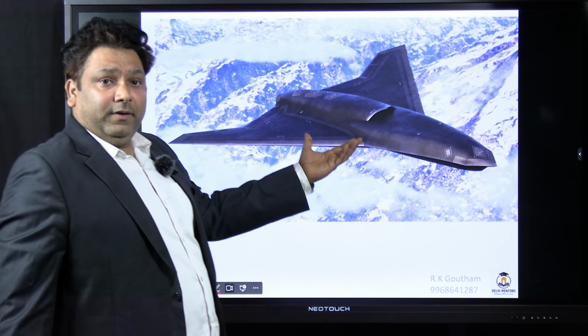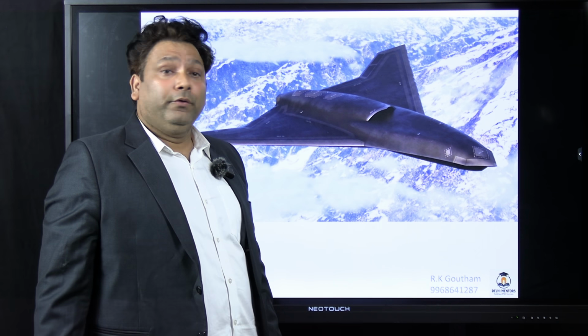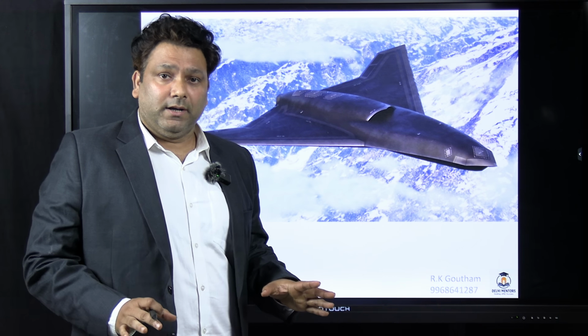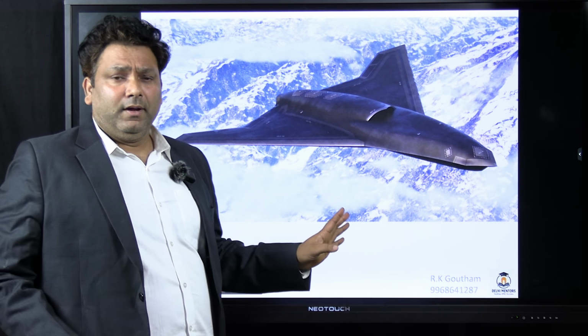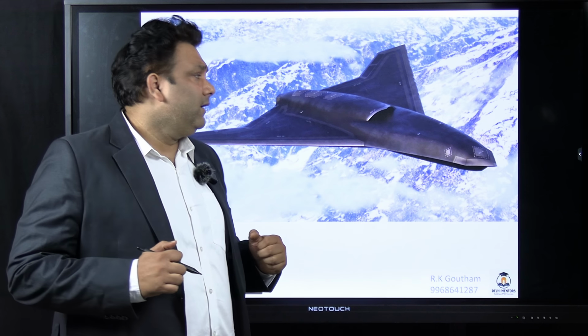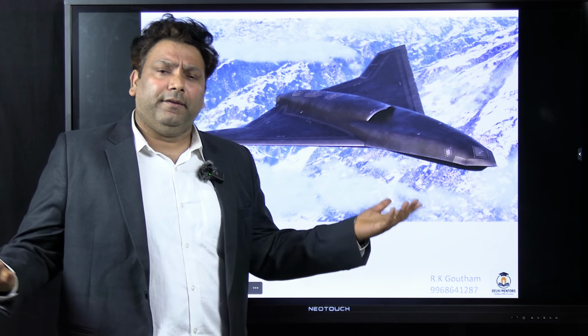Now look at this, this is a B2 bomber. This has been in the news. ये ईरान के ऊपर गया था, बॉम्ब बारिश किया था. So this has been in the news. Now this uses something called stealth technology. Stealth मतलब छिपके जाना, means hide करके जाना. Now hide कैसे कर सकते हो?